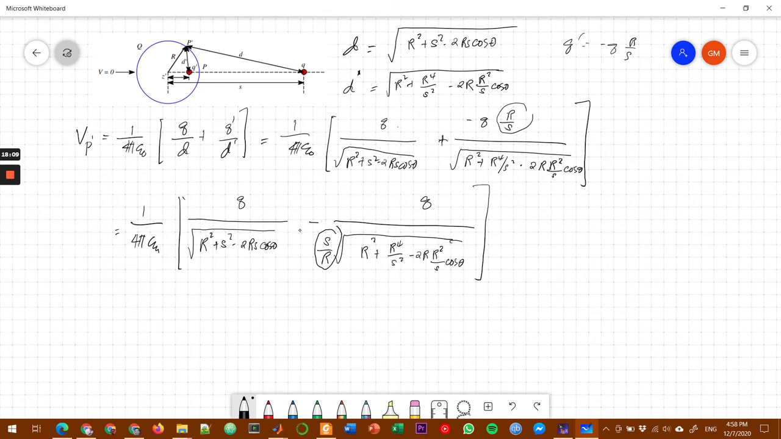Now I can further simplify this if I put the s over r inside the square root. How do I do that? I put the s over r inside the square root, so the s over r becomes s squared over r squared. Then multiply it with the whole thing. I hope you followed. And then that s squared over r squared, we distribute inside.